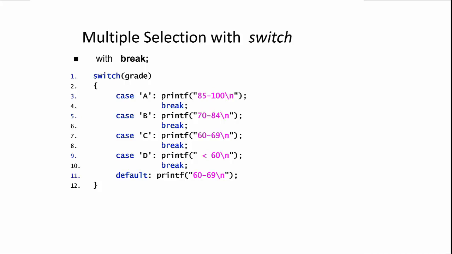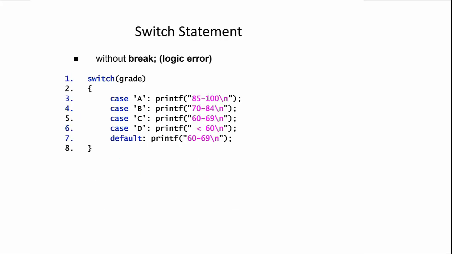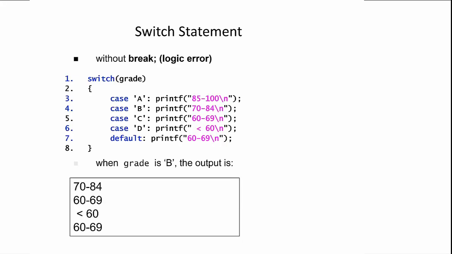So the idea is I can write exactly this program using FLs, right? Just to see the difference. And then, if we want to try a few things, like if the grade is B, then the output will be between 70 and 84. Without the break, again, there is a logical error, because if the grade is B, in fact, you will get 3 outputs. Everything after B will be printed as true.